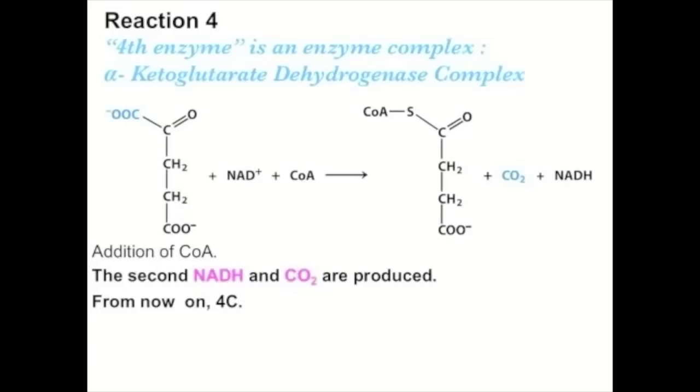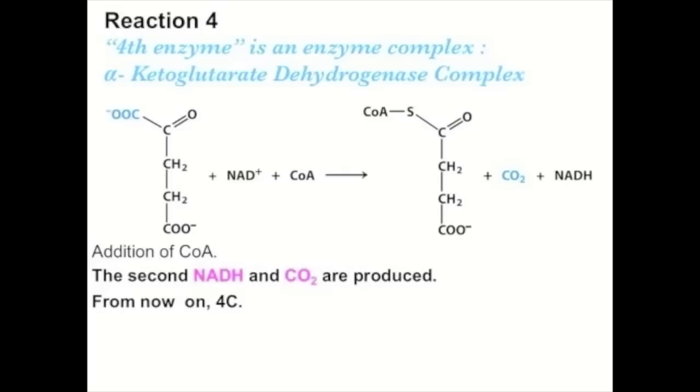Negative regulation is through NADH, which directly competes with NAD+ for the active site, and through ATP, which is an allosteric regulator. The fourth enzyme is actually an enzyme complex, the alpha-ketoglutarate dehydrogenase complex. This is similar to pyruvate dehydrogenase complex.